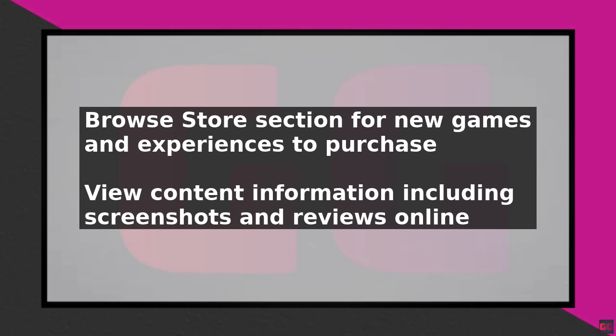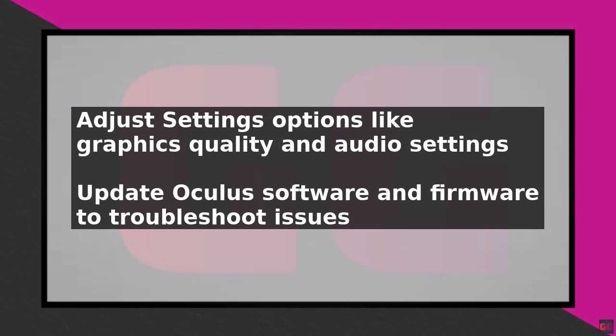In the Settings section, you can adjust various options, such as graphics quality, audio settings, and tracking options. You can also use this section to update your Oculus software and firmware, as well as to troubleshoot any issues you may be experiencing.